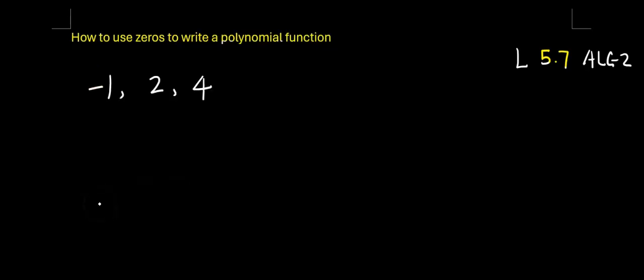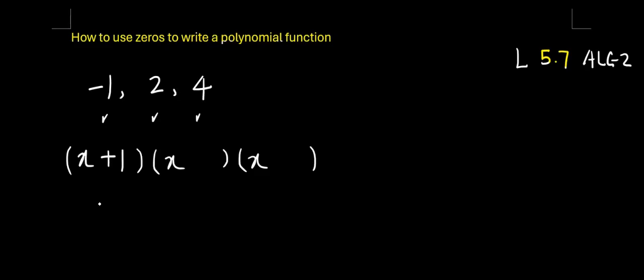All right, we're given 3 zeros, -1, +2, and +4. Step 1, you can write 3 parentheses because you have 3 zeros. Put the x here. When you see negative, you write down positive. When you see positive, you write negative. Positive, you write down negative. Now, you're going to multiply all 3 of them.